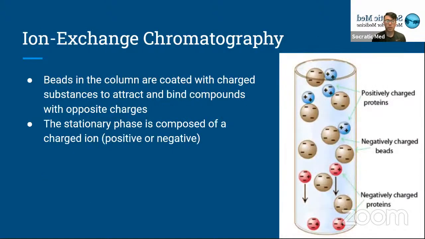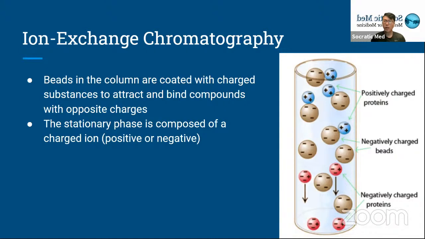Next, there's another type called ion exchange chromatography. This is when you separate the compounds based on their ionic charge. The beads in the column, instead of silica or alumina, will be coated with charged substances to attract and bind molecules with the opposite charge. So if you have a column full of ionic substances, it will attract the compound with the opposite charge.